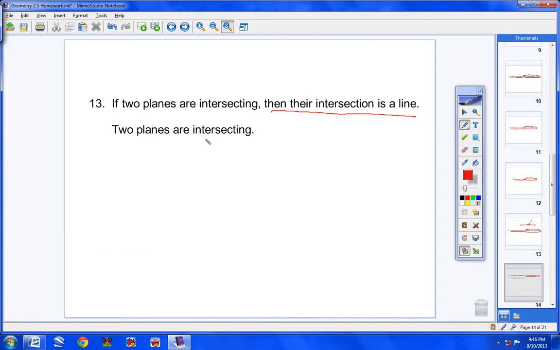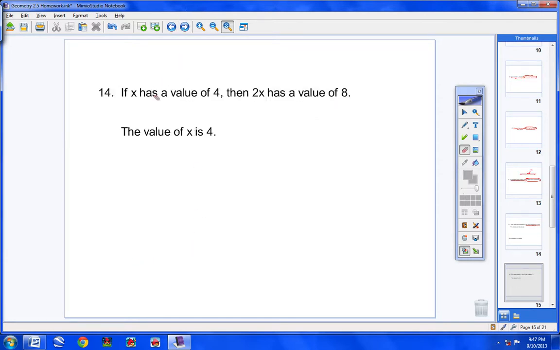So what can you conclude? You can conclude that these 2 planes intersect at a line, because it says here, if 2 planes intersect, then their intersection is a line. So 2 planes are intersecting, so what you could write would be their intersection is a line. Two planes are intersecting, so what can you conclude? Their intersection is a line.